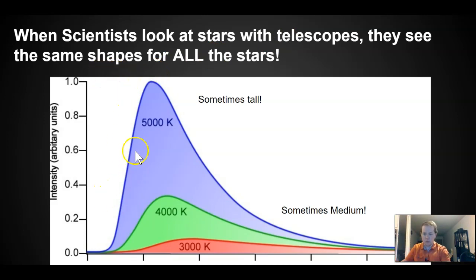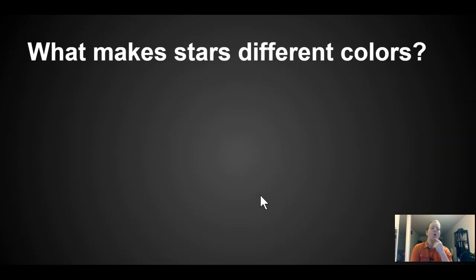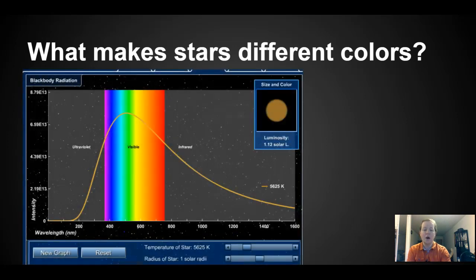Look right here. Goes up and down. Again, up and down. Sometimes taller, sometimes smaller, but they always have this shape. The sun and all the stars have this shape. Interesting. Now, what makes stars different colors? This is what we're going to try and learn. So what makes stars different colors?